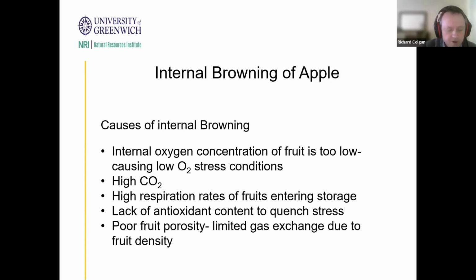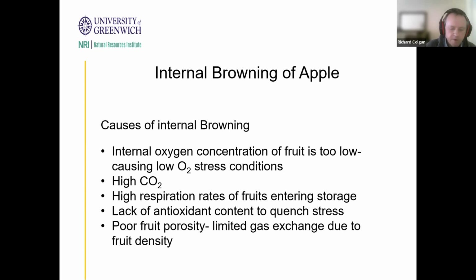But what's really important too is the maturity of the fruit going into store. High respiration rates of fruit entering store tend to be fruits that end up with low oxygen in the internal cavities. And so it's quite important to understand the fruit maturity at harvest. We have seen in much earlier work, when we had the days of DPA, that where you had DPA drenching of fruit, the antioxidants actually quenched a lot of the internal stress precursors in fruit, and we got a lot less internal browning, although we don't have any DPA today. But what's also interesting is understanding how porous fruit are.